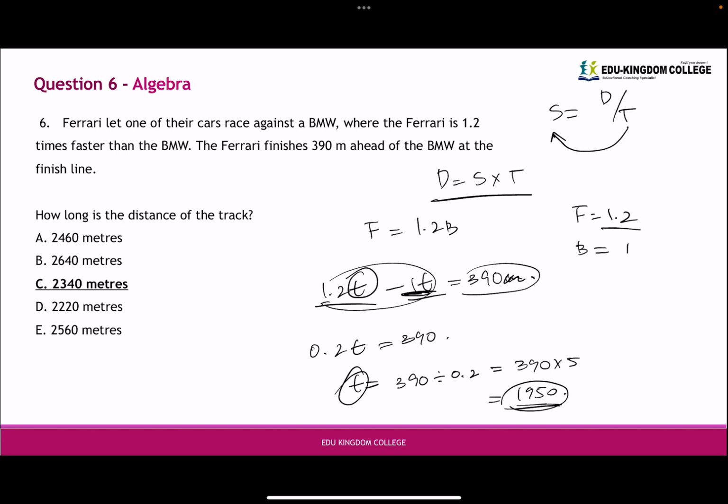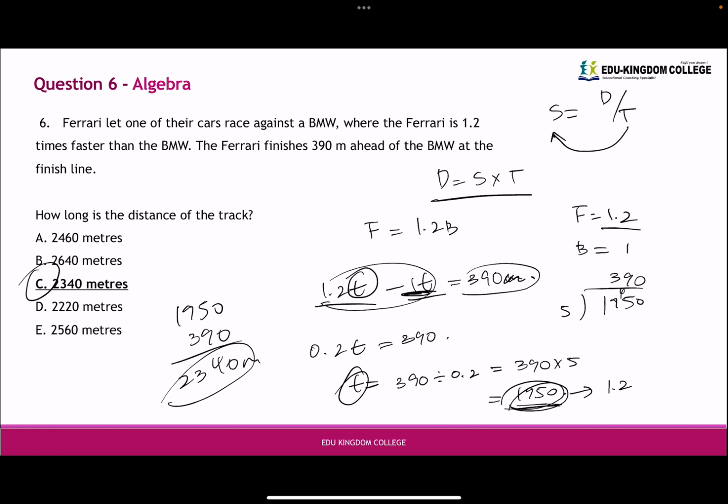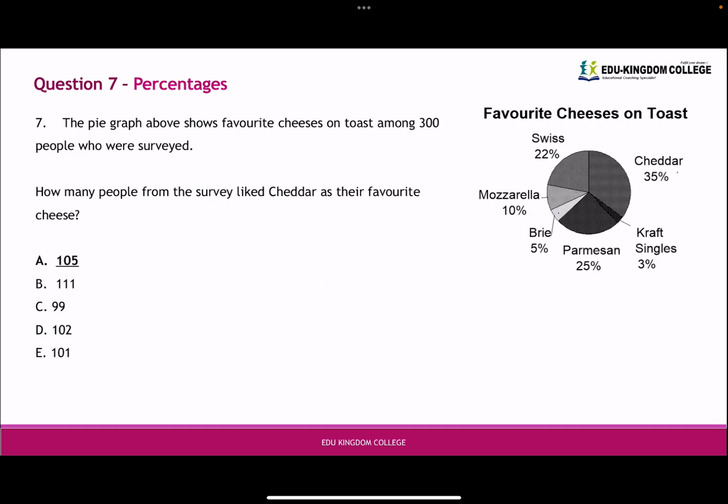We're trying to find 1.2t. So if we multiply this by 1.2, or we find 1/5 of this and add it on again, so 1950 divided by 5 is 390. So 0.2t was 390, added on, so 1950 plus 390 should give you 2340 meters, so C.